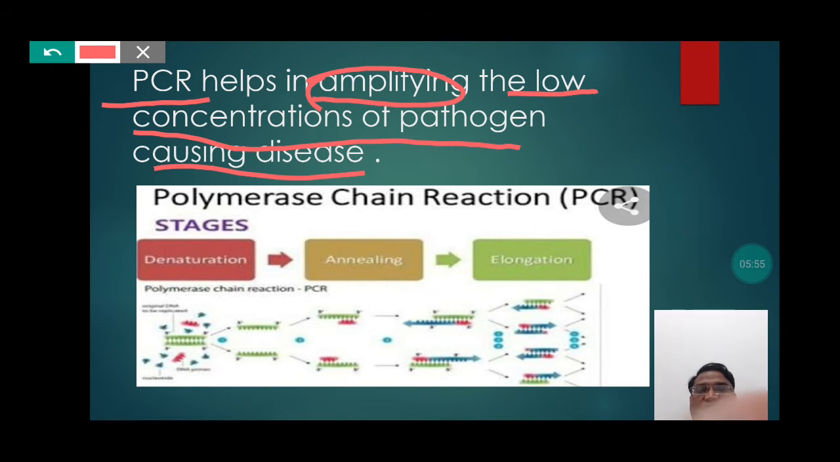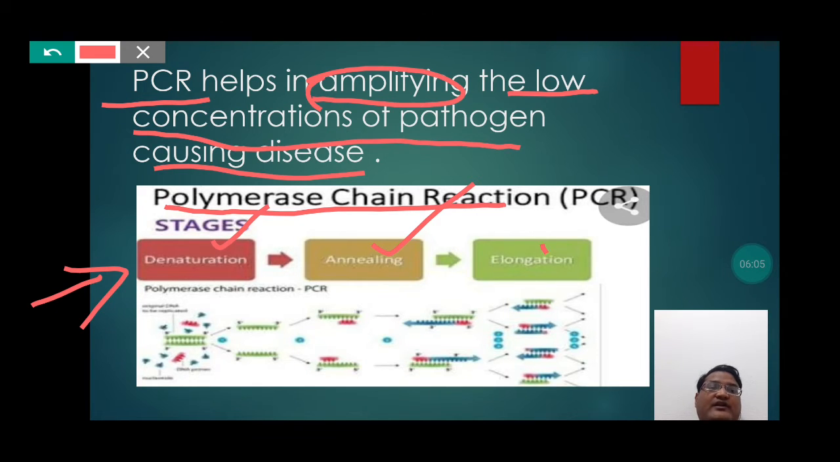So students, if you notice here, then you can easily find the processes of polymerase chain reaction, that is denaturation, annealing and elongation. So students, in the process of denaturation, generally we heat the double stranded DNA strand at 92 degrees centigrade so that both the strands get separated from each other.